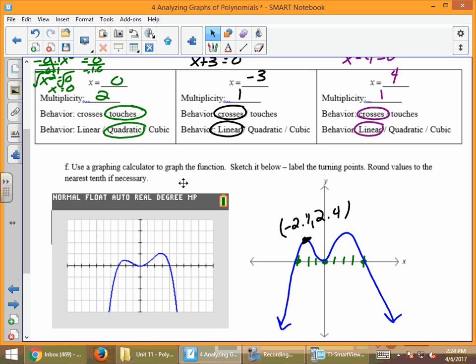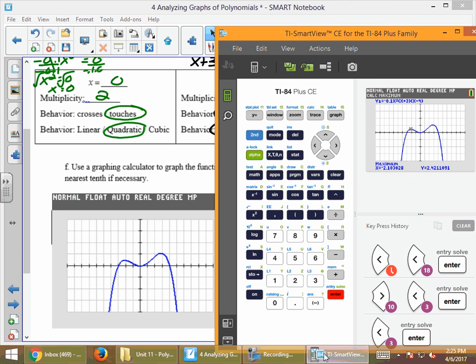Is this turning point really obvious without having to use our calculator? What's this turning point? 0, 0. If you can't tell, that's where it's coming down, it's touching the axis, it's touching it at 0, that's one of our roots. You can just tell by looking at 0, 0. If not, just use your calculator. Double check. Okay?